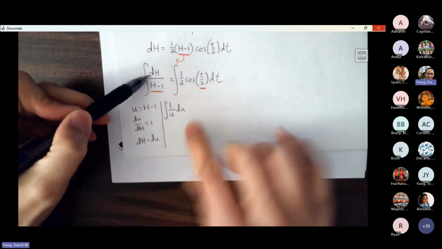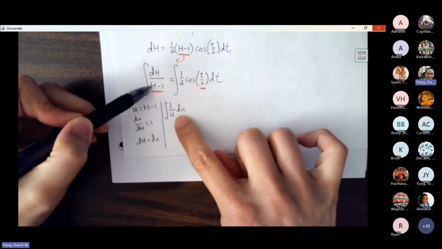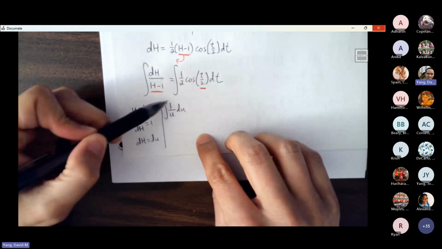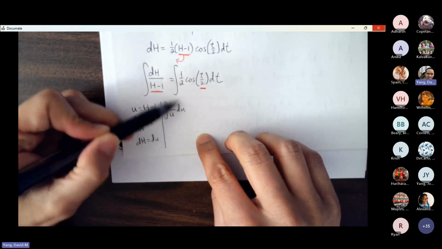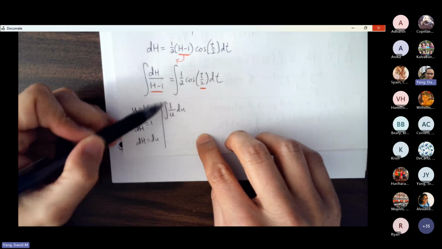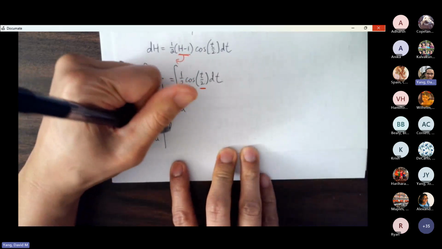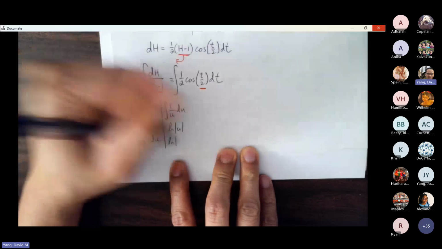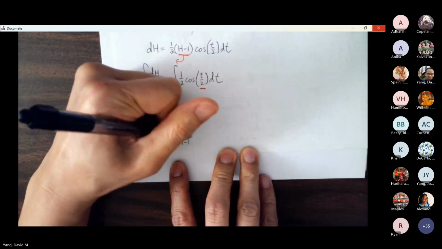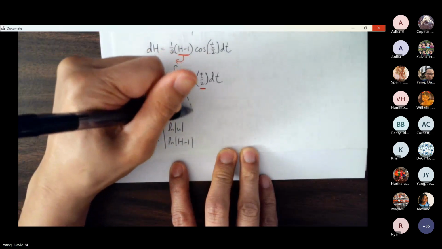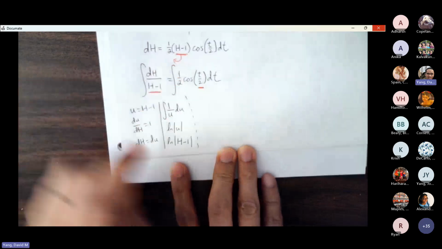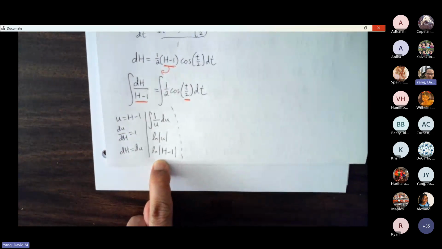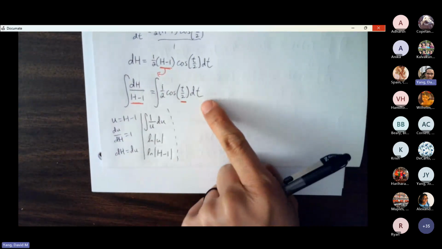I replace dh with du. I replace h minus 1 with u, and this is very clearly recognizable as the natural log rule. So we know this is just going to turn into natural log absolute value of u, and then we can bring back our original variable. Okay, so we can wait to come back to that once we resolve the right side.